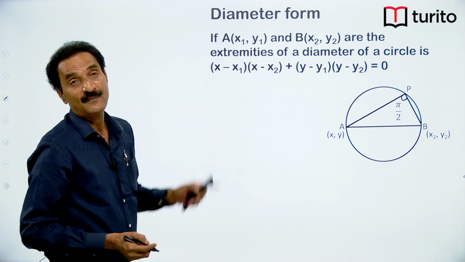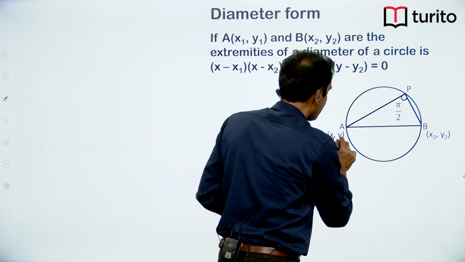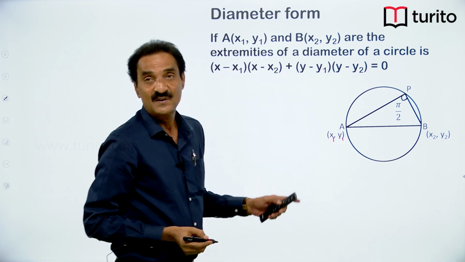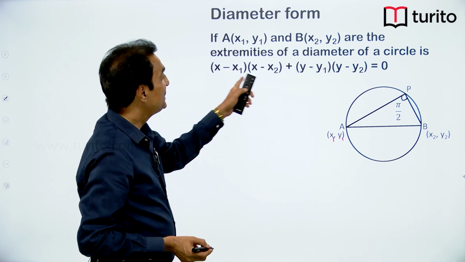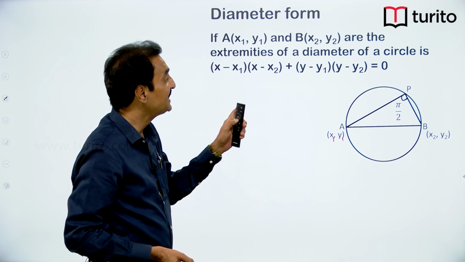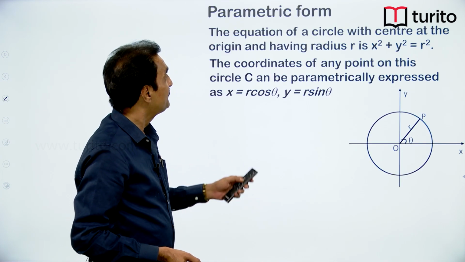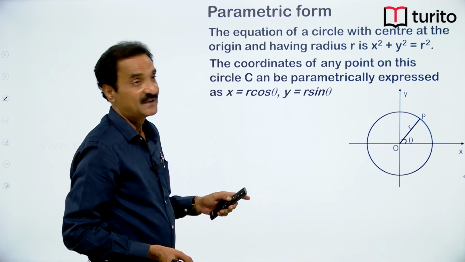Next, diameter form of a circle. If the ends of the diameter of a circle are A(x1, y1) and B(x2, y2), the equation of the circle is (x minus x1) into (x minus x2) plus (y minus y1) into (y minus y2) is equal to 0. And parametric form of the circle.